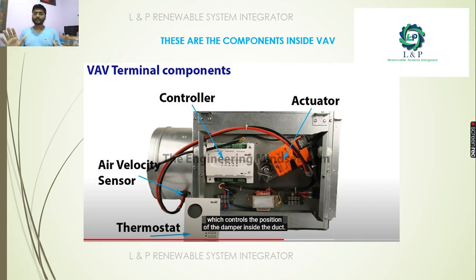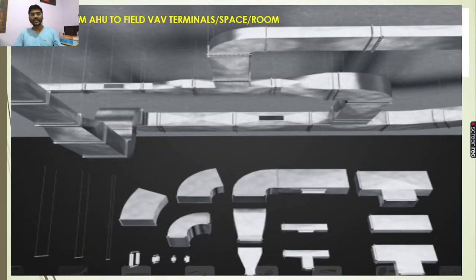Once the temperature is achieved, the thermostat will keep on monitoring the temperature and give the input to the controller that the temperature is achieved. So now the controller will give the close command, that is 0 volt, to the actuator. It will close. Now let us see how the AHU ducts will be there.